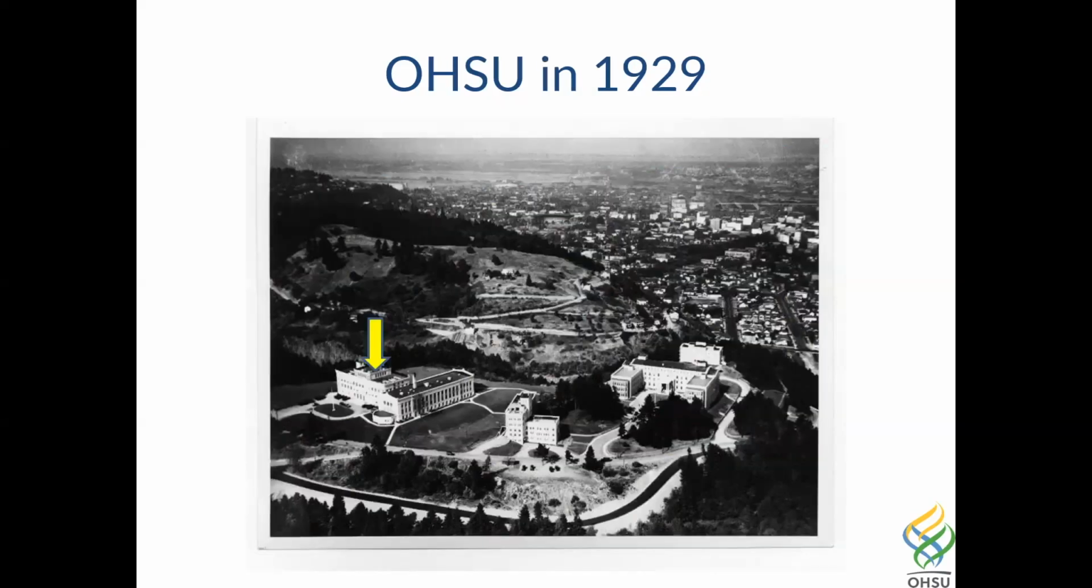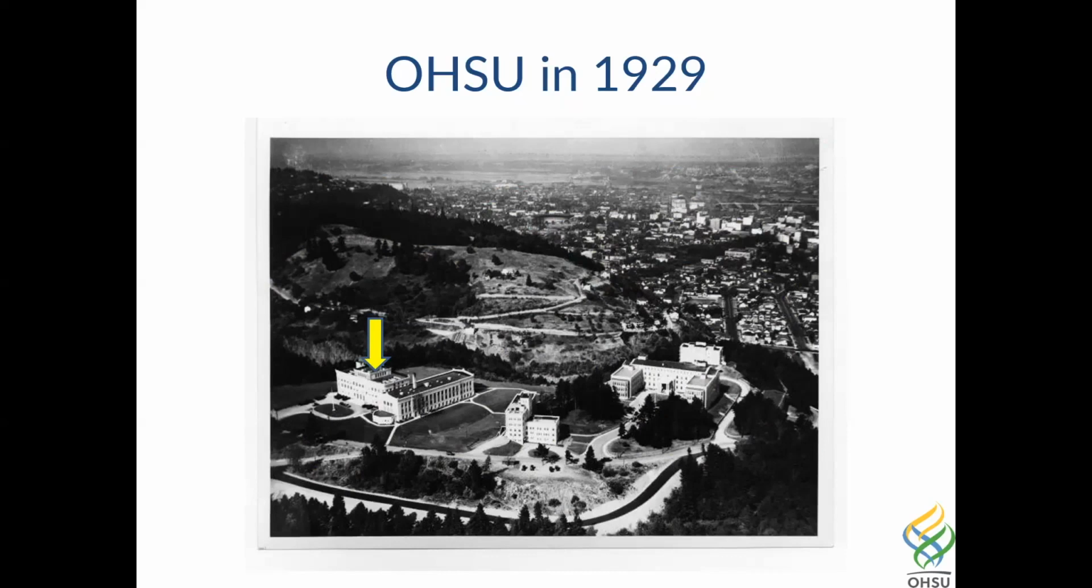Next slide. And going all the way back to 1929, this is my last historical slide, I promise. The yellow arrow still points towards Mac Hall, which is still there. But as you can see, at that point, the campus just consisted of a few buildings. It was still pretty new, even though the history of OHSU extends back into a few years prior to when this picture was taken.